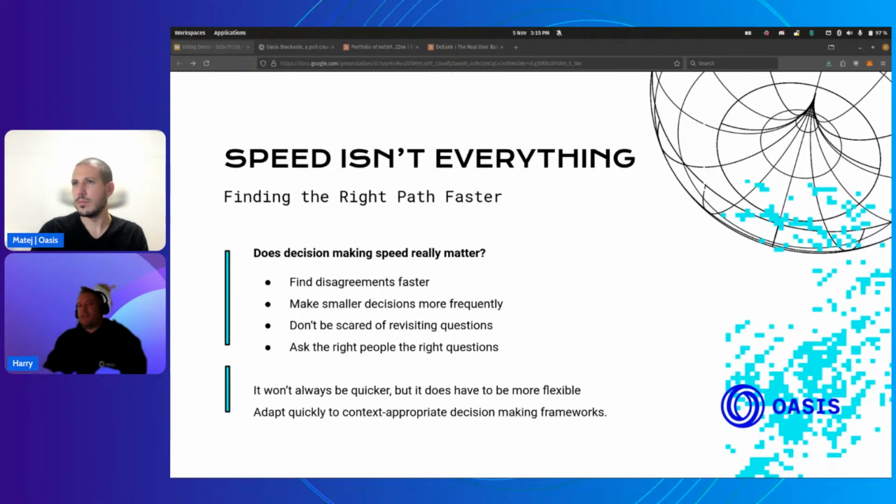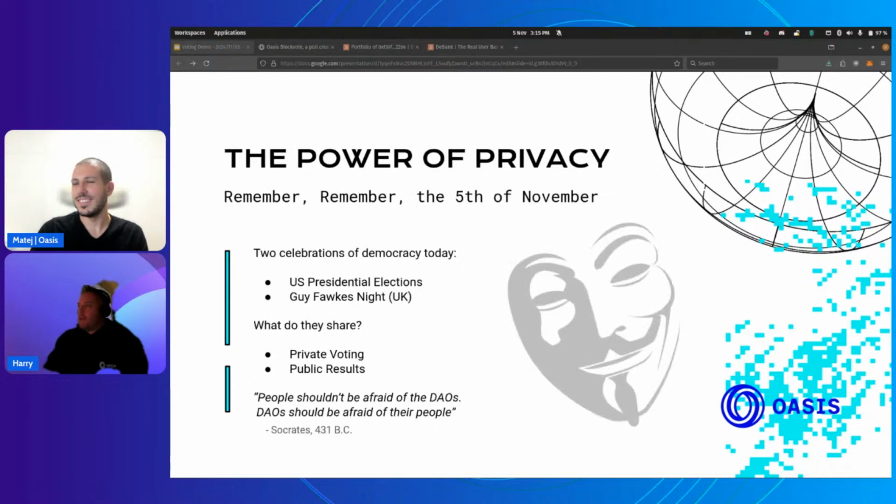Although we do need to be careful about decision fatigue and asking too many questions, because that is a bad thing in its own right.